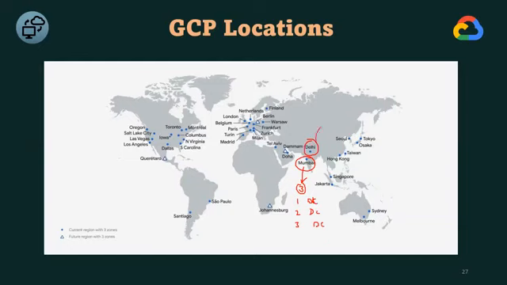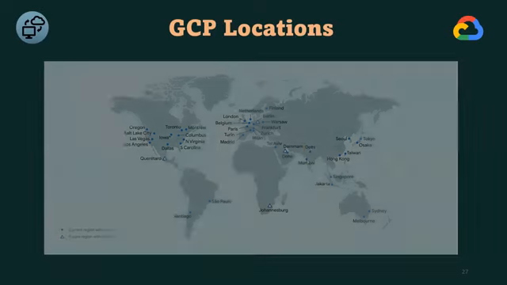So what is Delhi? What is Mumbai? All these things are regions. So 37 regions are there. Out of those, in India we have 2 regions, Delhi and Mumbai. Okay, so this is how it is.